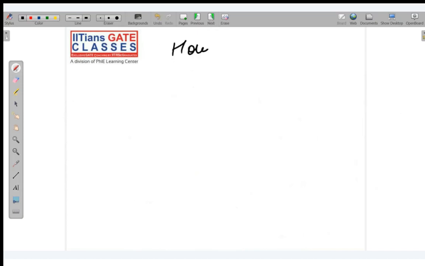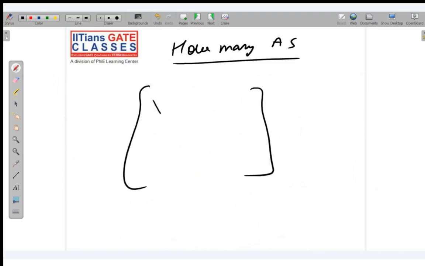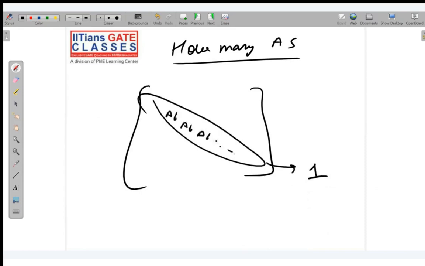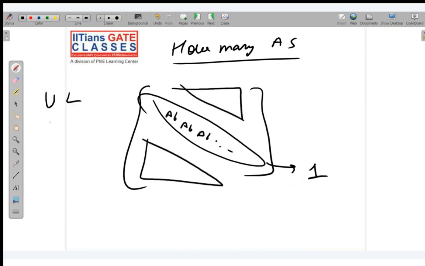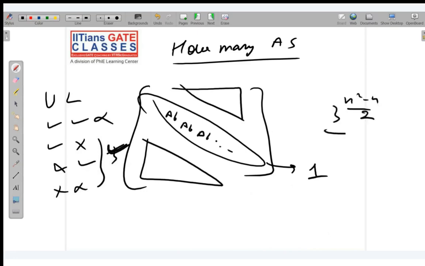Next is how many asymmetric relations. Same scenario, self loop. It has said no element should be there. So only one possibility. That means all should be absent, absent, absent, and so on. For upper triangular and lower triangular, both present is not allowed. This present, this absent, this absent, this present, both absent, allowed. So 3 power (n square minus n) by 2.